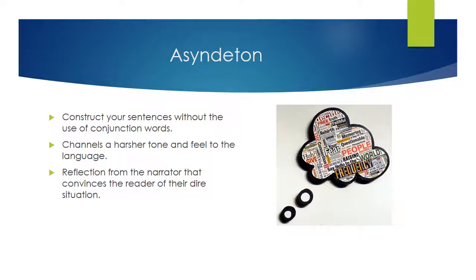The final technique I want to talk about while trying to create the persuasive narrator is that of asyndeton. This is constructing your sentences without the use of any conjunction words such as "and". This is going to give the flow of your sentences a very harsh feel to them, but at the same time creates a more personal and intimate bond between the language and the reader.